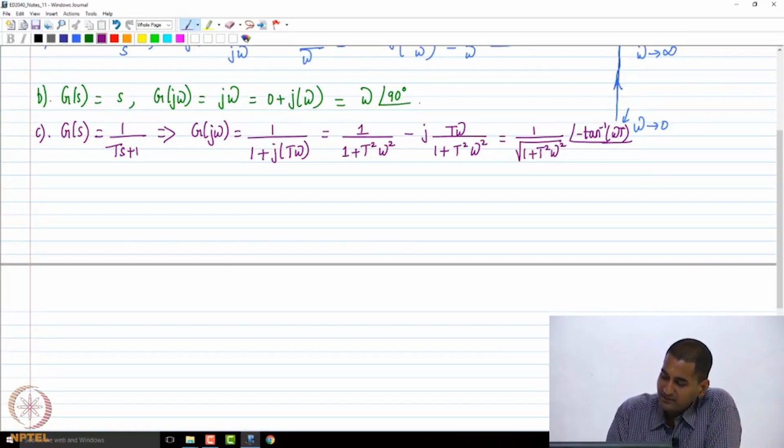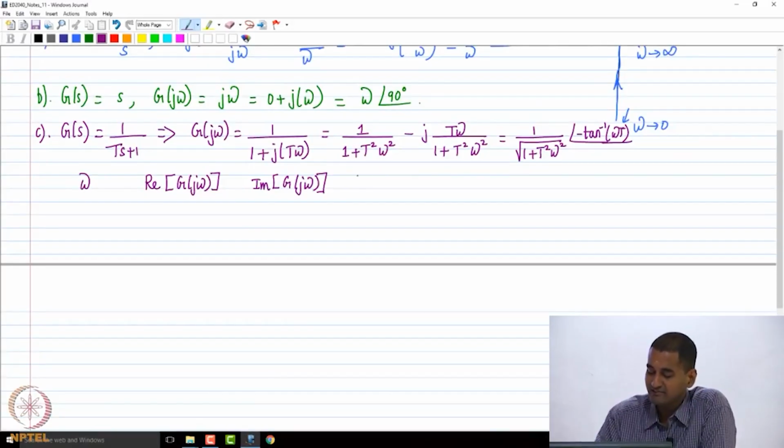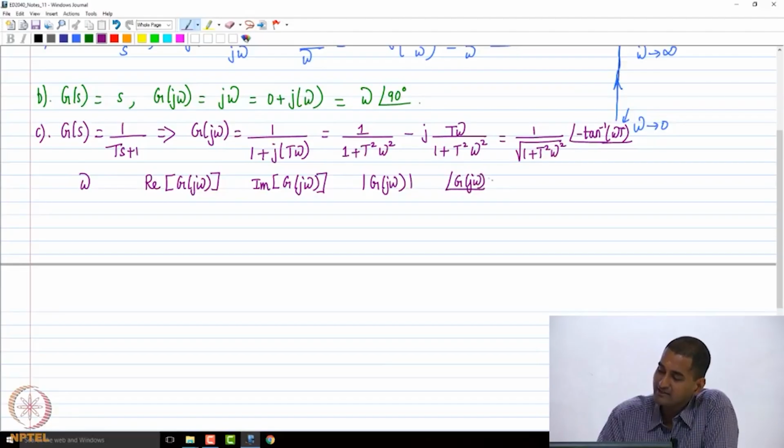Typically it is useful to construct a table, as to what happens to the real part of G of j omega and the imaginary part of G of j omega as we vary at various critical values of omega, and also its magnitude and phase, okay. So, let us say we construct a table like this.